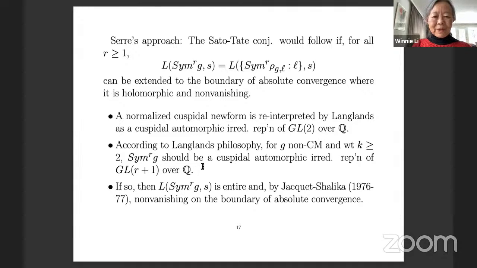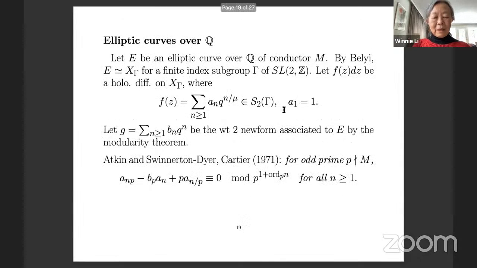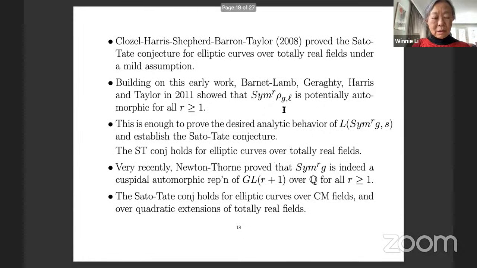So therefore, if one knows that these symmetric powers are cuspidal automorphic representations for GR plus 1, then we would have for all R, at least then, the Sato-Tate conjecture would follow. So this is the big picture behind the proof. Okay.